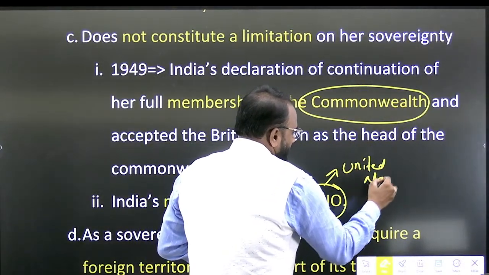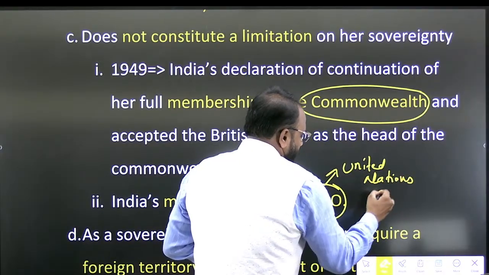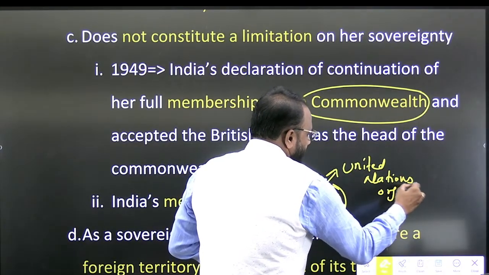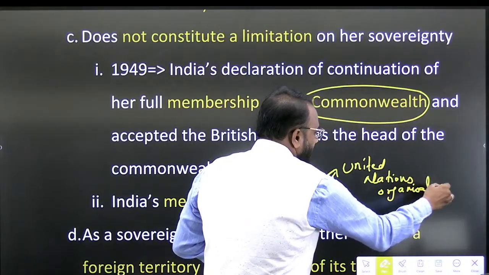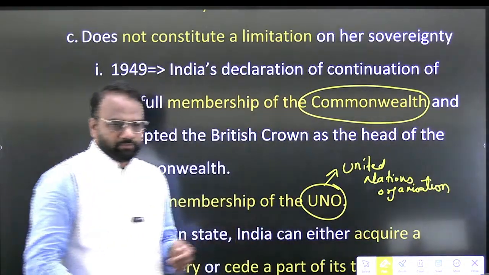United Nations Organization. So this is very important. United Nations is very important. Repeatedly, we will be encountering this term in the newspaper.